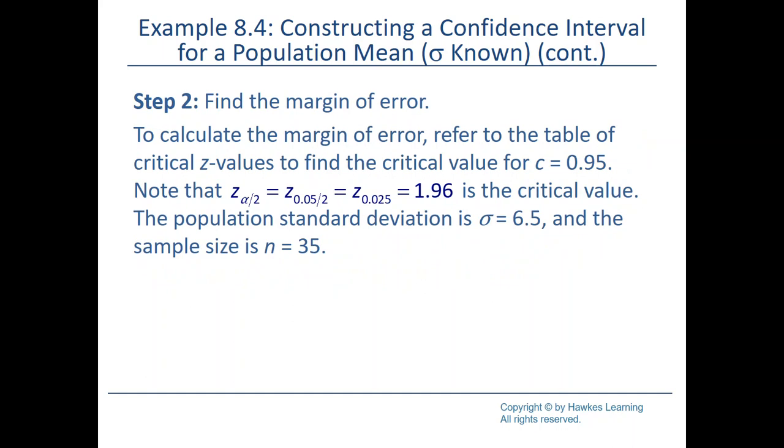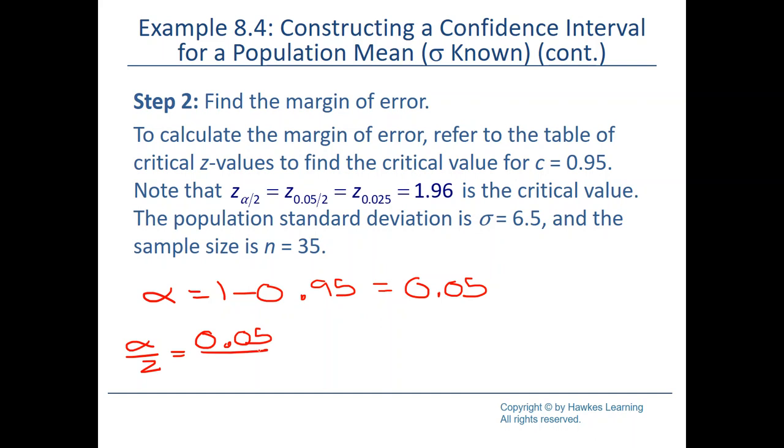Now, you also have to know what your confidence level was. In our case, they told us that we are going to be 95% confident. So my alpha is going to be 1 minus 0.95, which is where I get 0.05. I'm going to get my alpha over 2, which is just that 0.05 divided by 2, which is where I'm getting 0.025. And now we have to find the z value for that, which in our case is going to be 1.96.